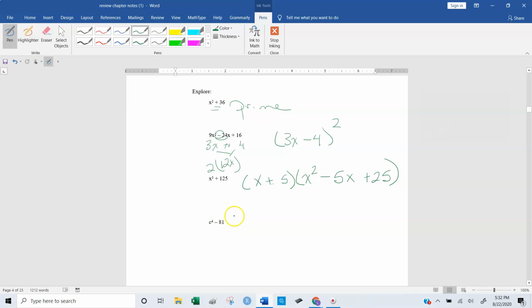c to the fourth minus 81, another difference of squares. So you've got c squared minus 9, c squared plus 9. I hope you checked to see if you were done, because you were not. c squared minus 9 is a difference of squares. So we have c plus 3 and c minus 3. And remember, you can write those in any order. And the c squared plus 9 was prime, so that must be it.